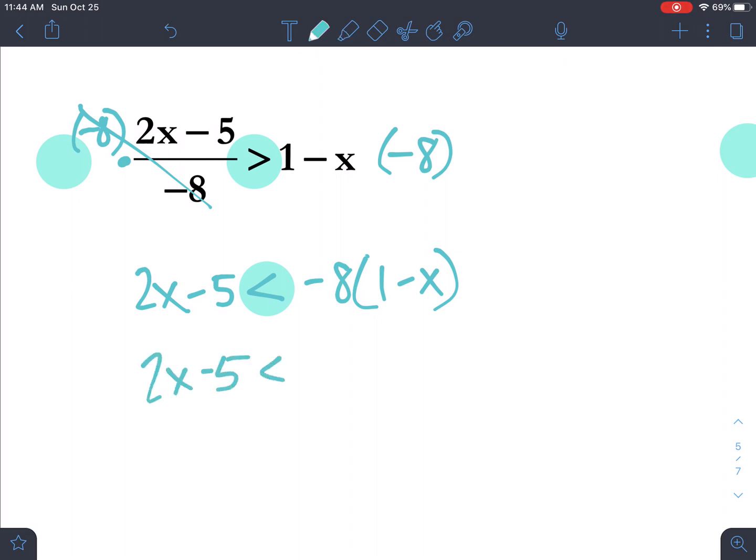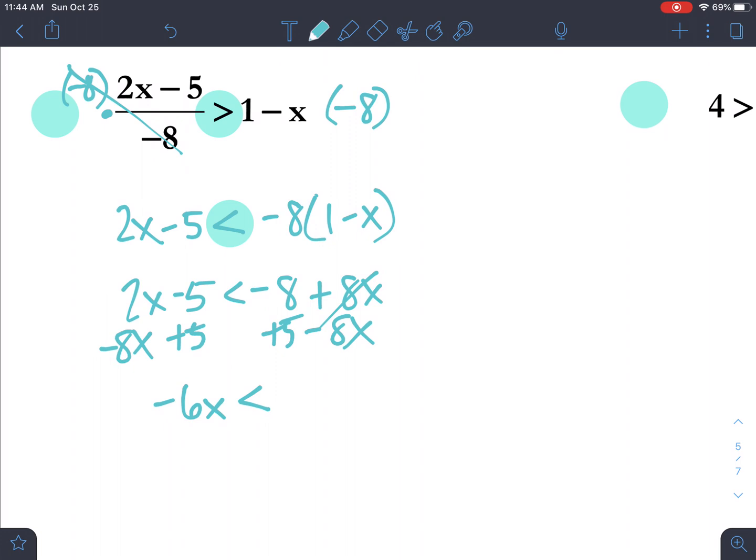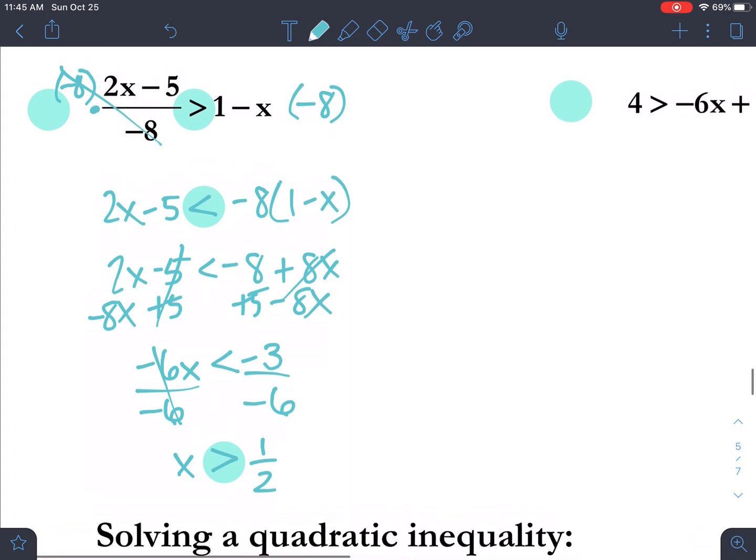2x minus 5 is less than negative 8 plus 8x. Okay, and we just solve here. I'm going to subtract 8x, add 5. I get negative 6x is less than negative 3. All right, divide by negative 6. I'm dividing by a negative, so guess what? We flip again. x is greater than positive 1/2. So again, it flipped because I divided by a negative number.